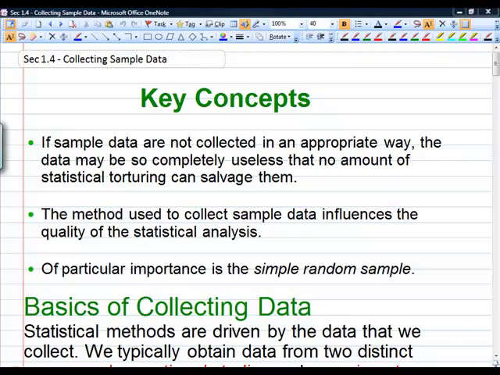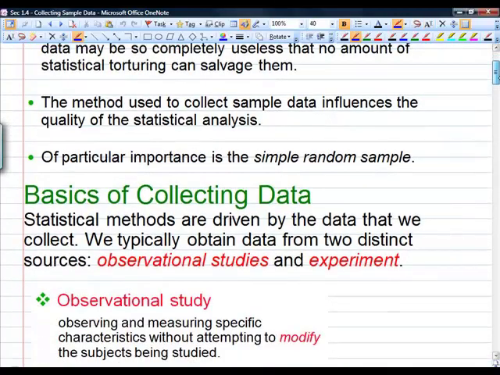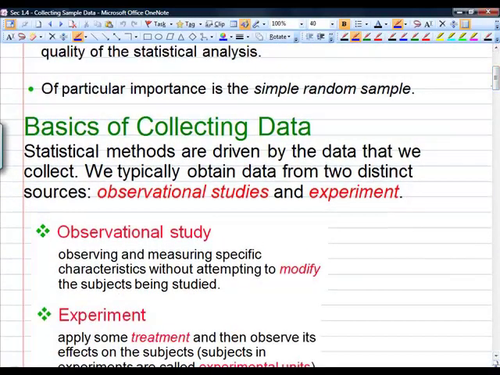In this section, we're going to be looking at different ways of collecting data, what they're called, and once again, this is focusing on the vocabulary in this section. We're interested in coming up with what's called a simple random sample. In a simple random sample, every sample of size n has an equally likely chance of being selected.